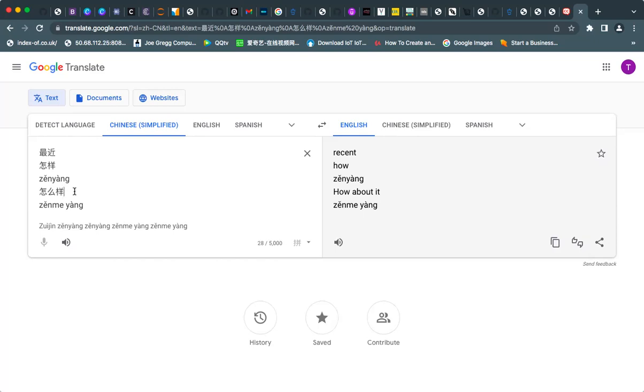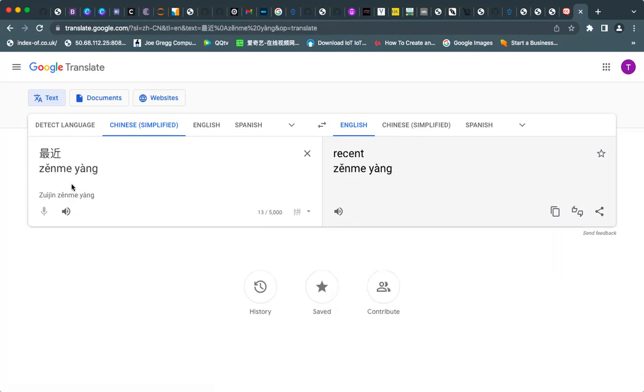Okay, but we're supposed to say ni zui jin zemayang. So what are they saying when they say zui jin zemayang? Okay, she's saying, how have you been lately or recently? How have you been doing? Yes, very good. So let's go further. What else does she say after that? Reading from your script.